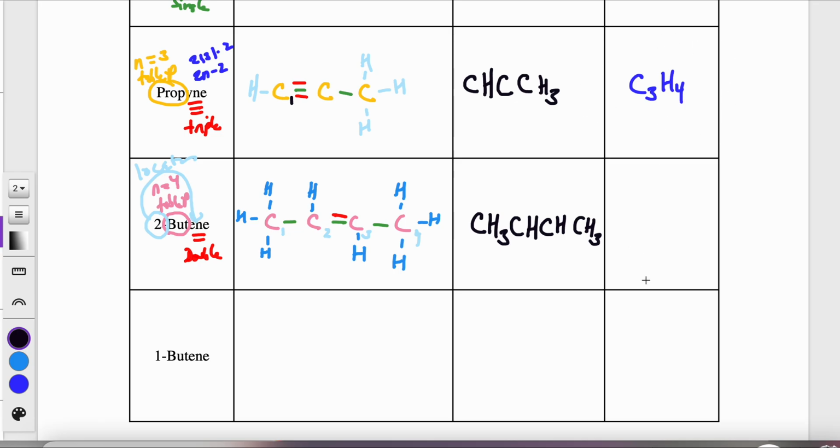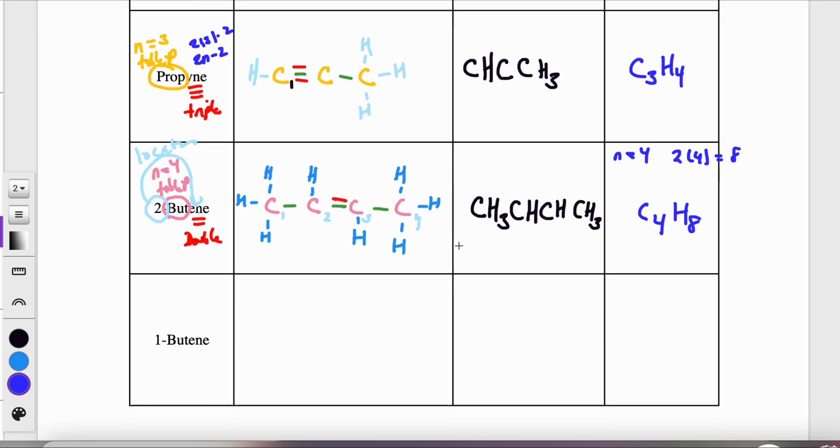The molecular formula. So here we go. So N equals 4, right? So we know we have 4 carbons, and it's an ene, so it's simply 2 times 4, which means we have 8 hydrogens. So go through and check: 1, 2, 3, 4 carbons, 1, 2, 3, 4, 5, 6, 7, 8 hydrogens. So our molecular formula matches back to our structure.